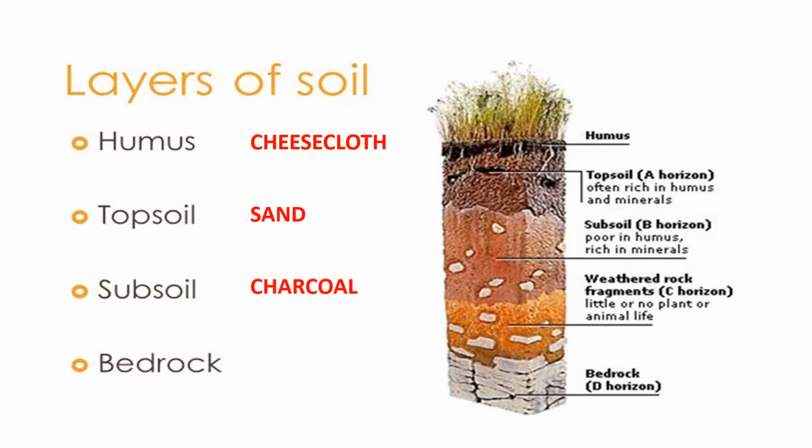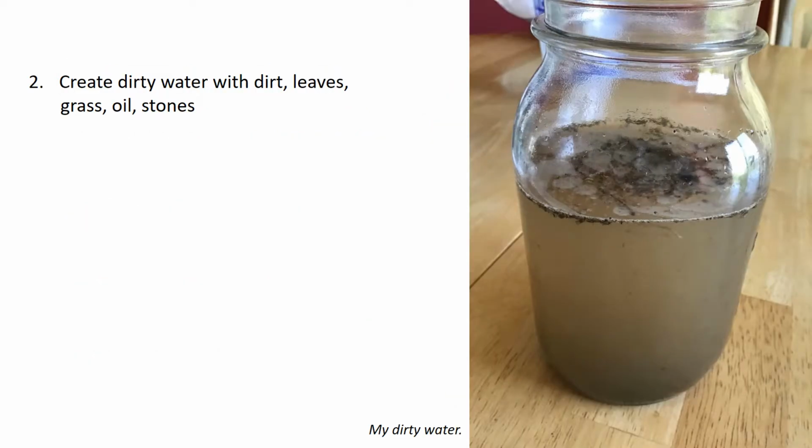Charcoal was next. Like the students in the video, I was familiar with charcoal being used in fish tank filters. Coal is found deeper in the earth, so in my mind it made sense to put it lower. And gravel was used to model the weathered rock. Step 2 of my procedures was to create the dirty water.